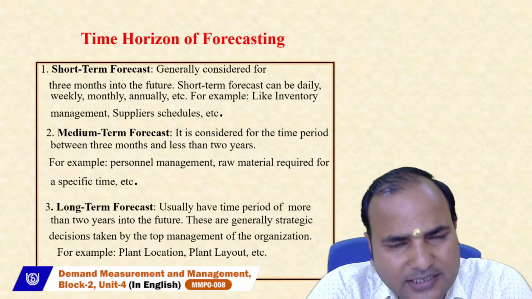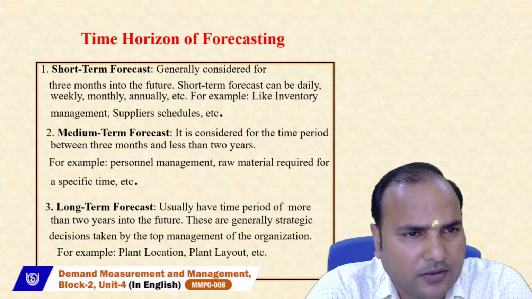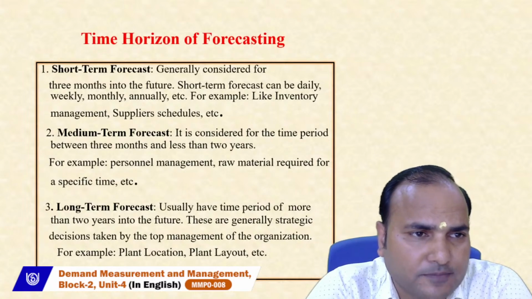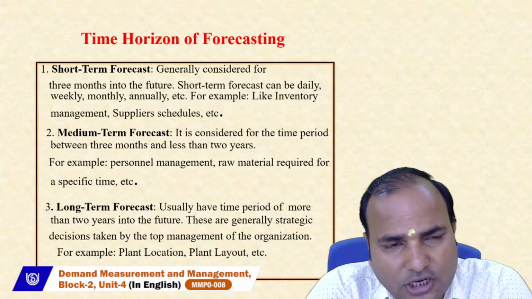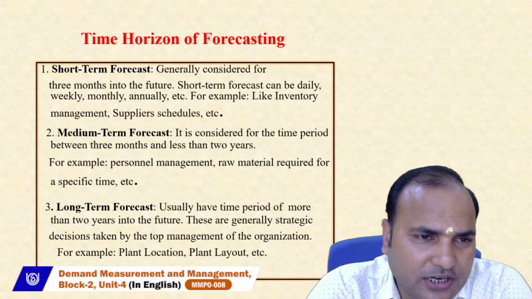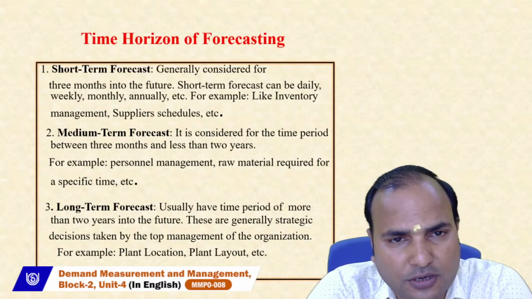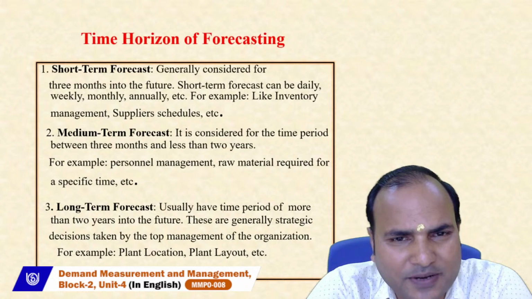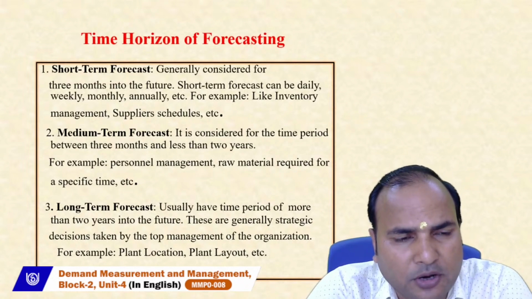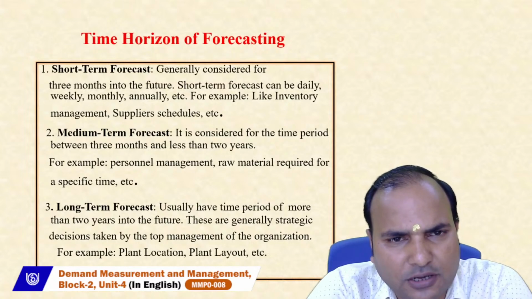What is the time horizon of forecasting? One is the short-term forecast. What is that short-term forecast? It is generally considered for 3 months into the future. Short-term, the name itself indicates the time period is very short. So it is 3 months into the future.